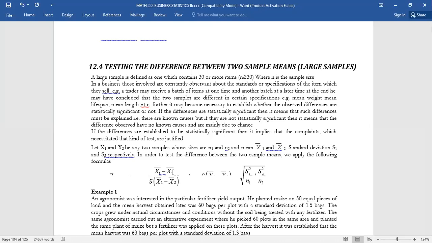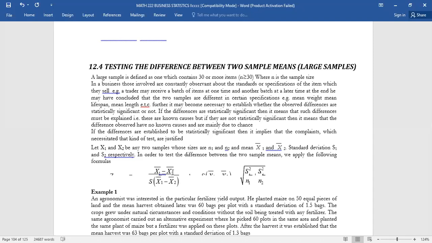A trader may receive a batch of items at one time and another batch at a later time. At the end, he may conclude that the two samples are different in certain specifications. For example, the weight is different, or if it is about length, like metal bars, if it is longer or shorter, they might need explanation. So it may become necessary to establish whether the observed differences are statistically significant or not. That's why we are testing them at either 1% or 5%. If they go outside our provision, then it will be significant, and that's why we are rejecting.